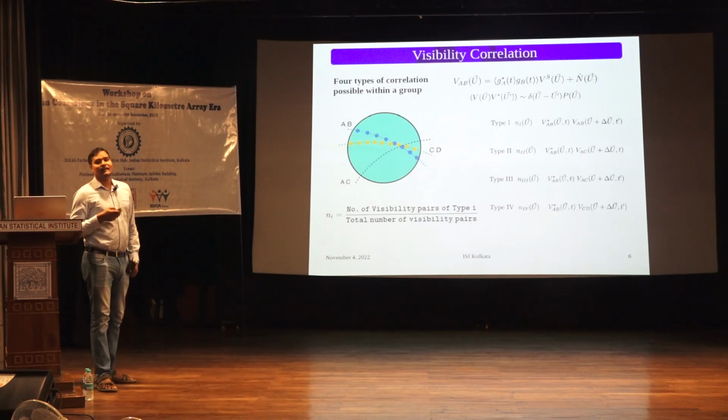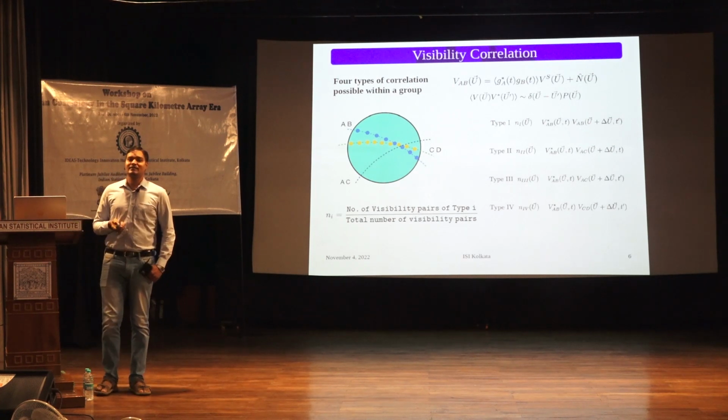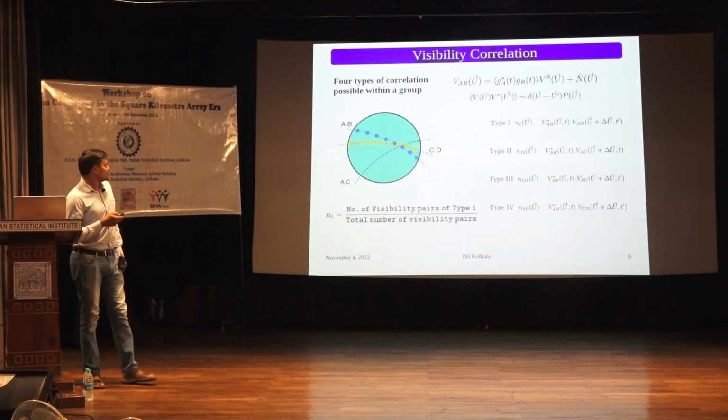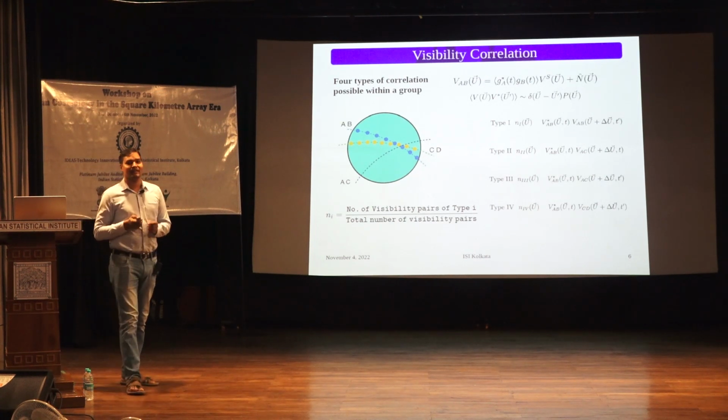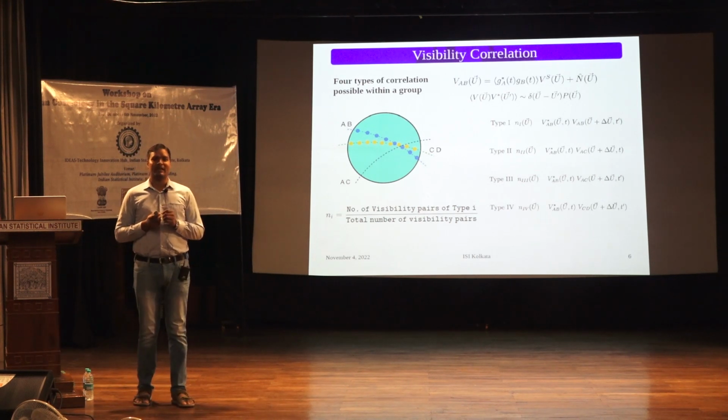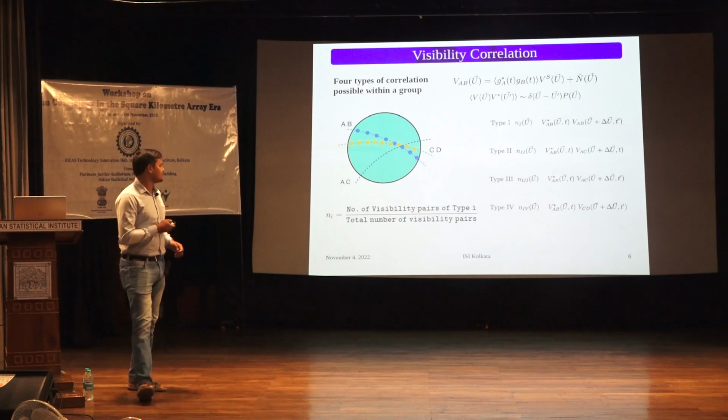Now let us see how many types of visibility correlations we can have. This region shows one of those grids. Visibilities are actually measured by a pair of antennas, and the electric field signal measured by the pair of antennas is correlated to get these visibilities.